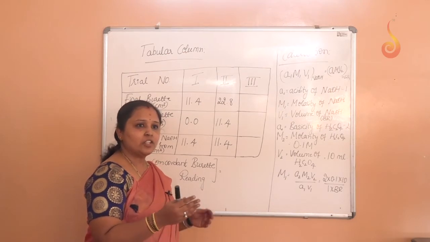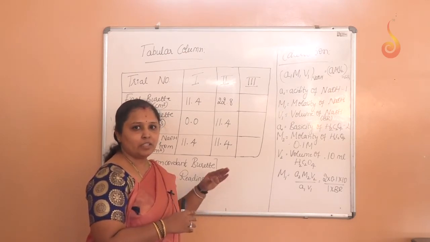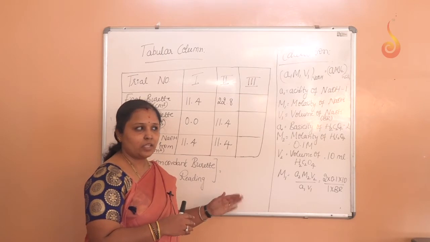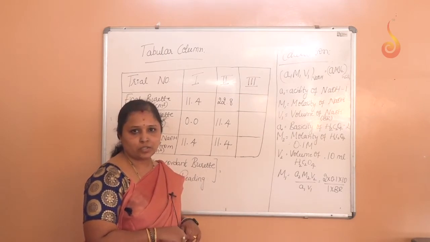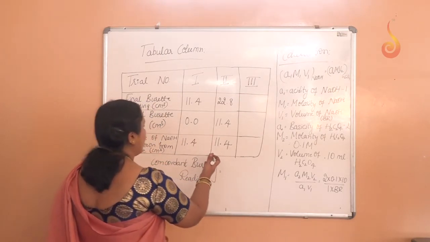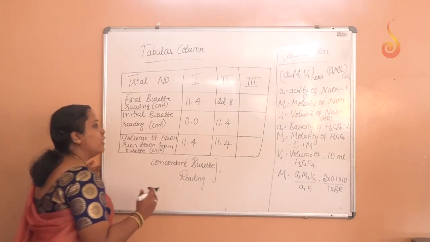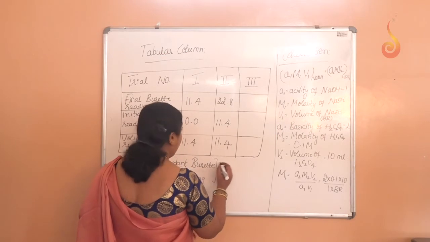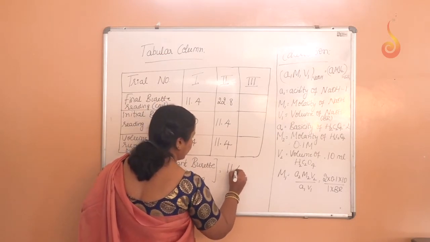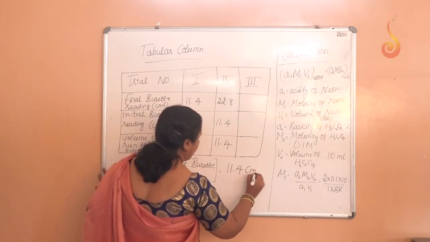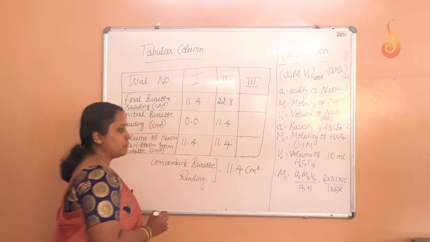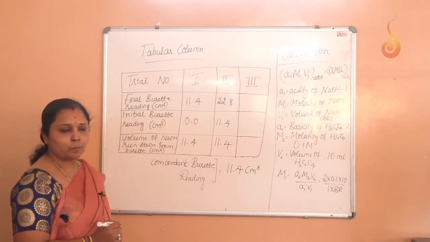If the other titration comes out to be the same value, then we can stop the titration, or else we have to continue with the titration. So now we have got the concordant value, we can stop the titration. And what will be the concordant burette reading? The concordant burette reading for this experiment is 11.4 cm cube.